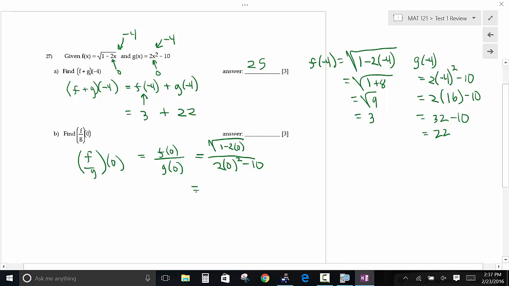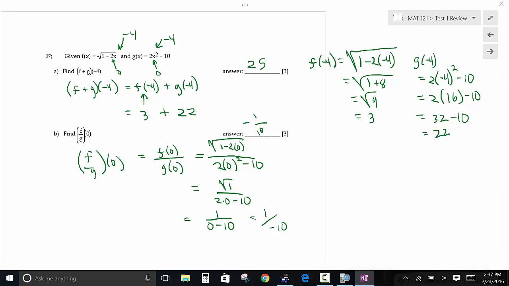So when I get that plugged in, it looks like f of 0 is going to be the square root of 1. g of 0 is going to be 2 times 0 minus 10. So that's 1 over 0 minus 10. So that means the answer is 1 over negative 10. So I'm just going to write that as negative 1/10. Those two problems are arithmetic problems. Just do the arithmetic of the functions. That's the idea.